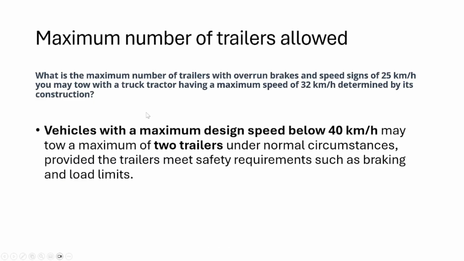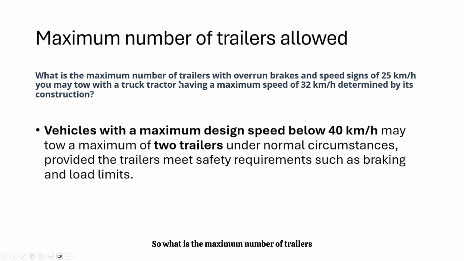Let's move on. Maximum number of trailers allowed. So first let's read this. Vehicles with a maximum design speed below 40 km per hour may tow a maximum of 2 trailers under normal circumstances, provided the trailers meet safety requirements such as braking and load limits.